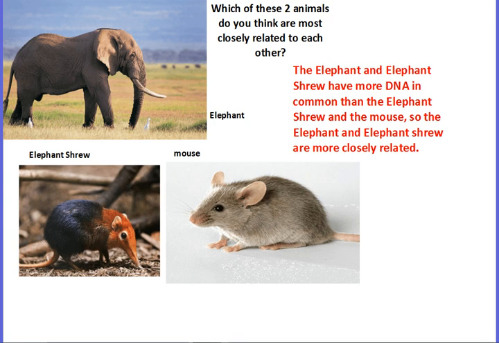So, which two of these animals do you think are most closely related? Scientists were pretty surprised to find out that the elephant and the elephant shrew are actually a little bit more closely related than the elephant shrew and the mouse. So there's more DNA in common between the elephant and the elephant shrew than the elephant shrew and the mouse. So even though the shrew and mouse are more closely related in size and look more similar to each other, on the molecular level, when we look at DNA, the elephant shrew and the elephant actually have a slightly closer relationship.